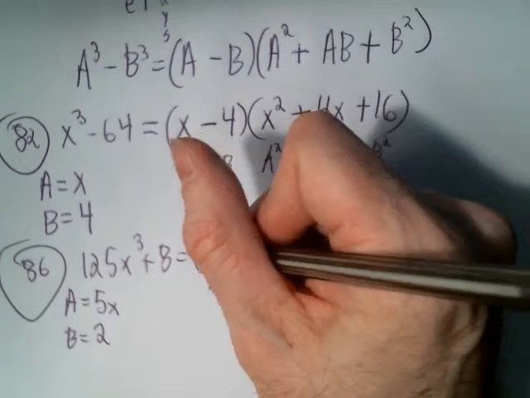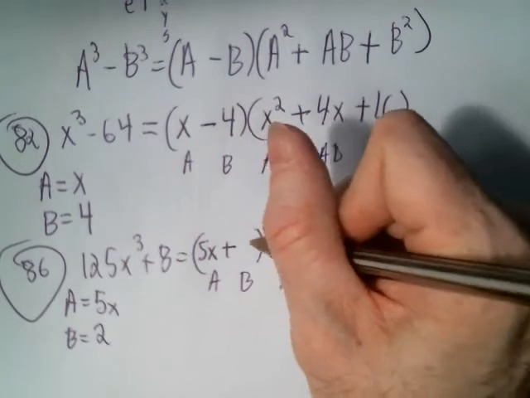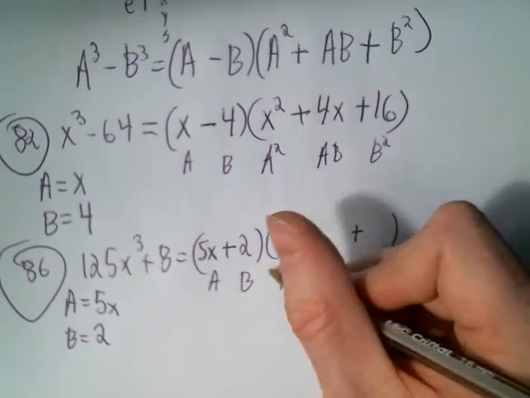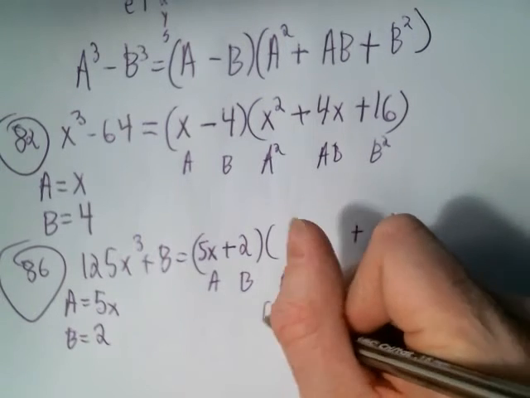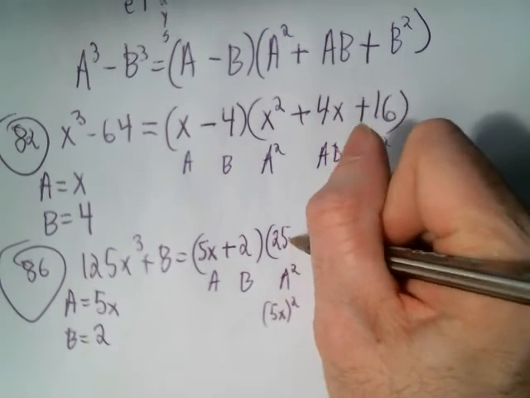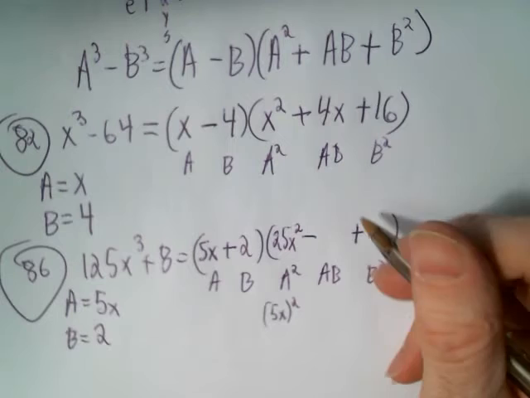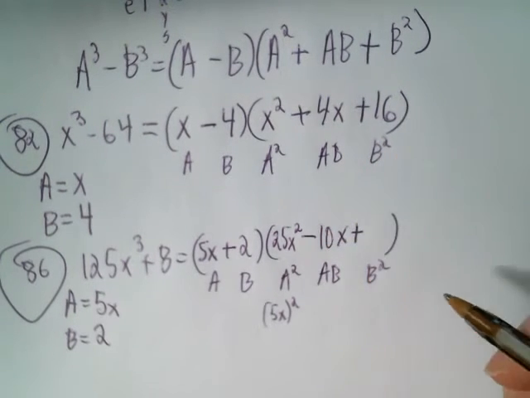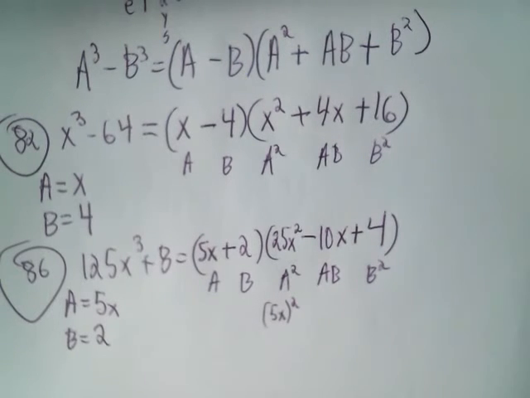Okay, and then I fill in the blanks. So A is 5x, B is 2. A squared is 5x times 5x, so it's 5x squared, which turns out to be 25x squared. A times B is 5x times 2, which is 10x. And then B squared is just going to be 4.